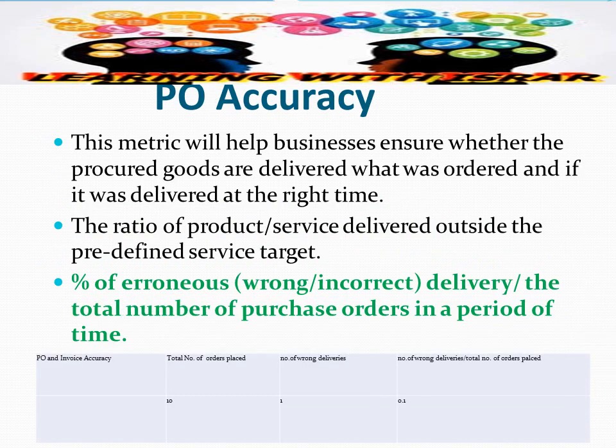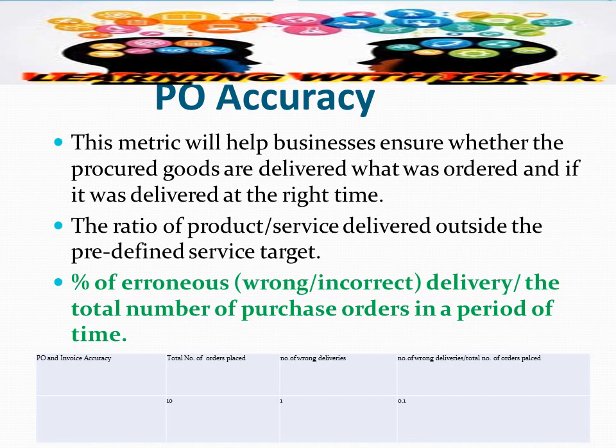Next is PO accuracy. This metric will help businesses ensure whether the procured goods are delivered as ordered, and whether they were delivered at the right time. So it is like delivering according to our PO or not. So the ratio of products or services delivered outside the predefined service target.